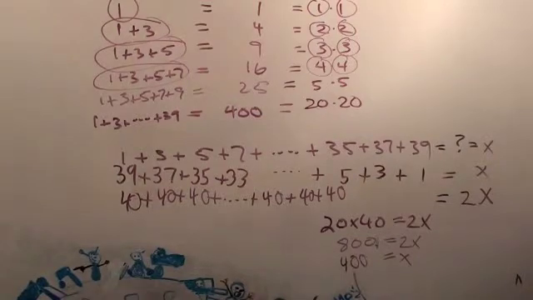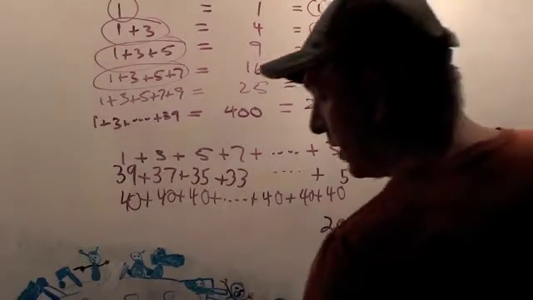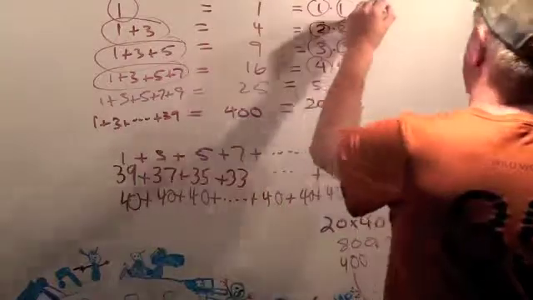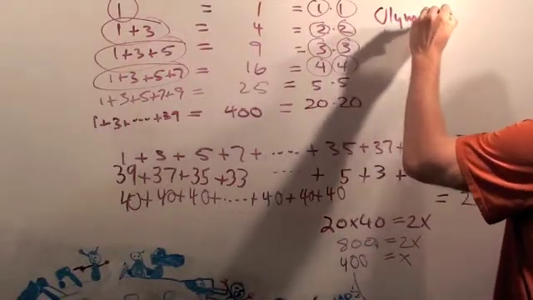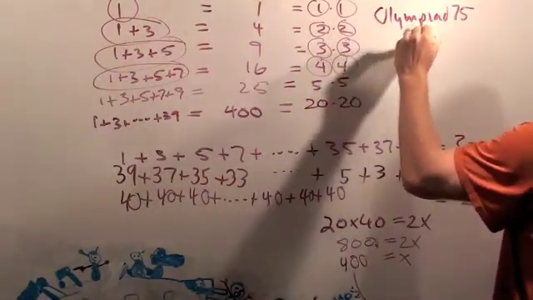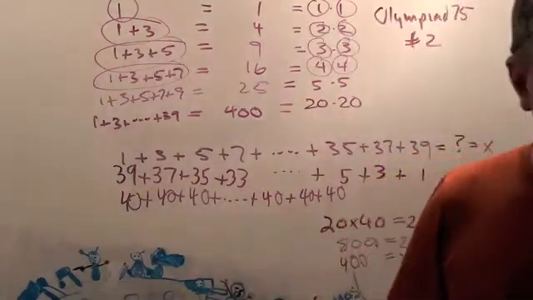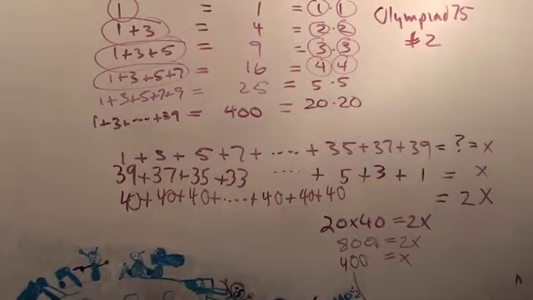That's true. Okay, very good, sweetie. Oh, the homework problem. Oh yeah, I almost forgot. Olympiad 75, number 2. In Olympiad 75, number 2, you're doing something a little bit different. You're adding up the even numbers instead of the odd numbers.